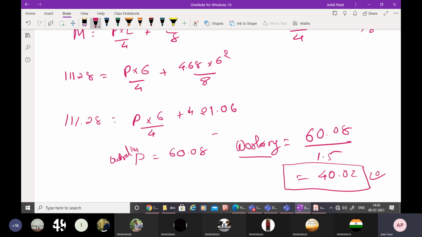So this one is your exact amount. Like this way you can solve any kind of example. Good thing.